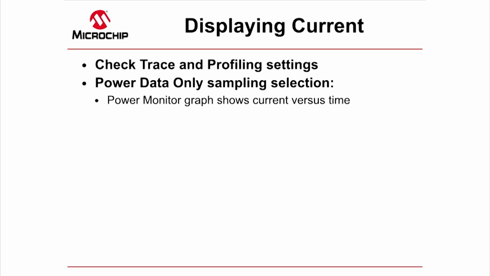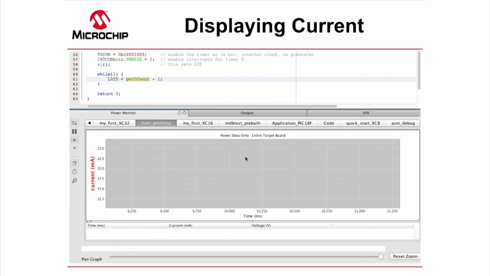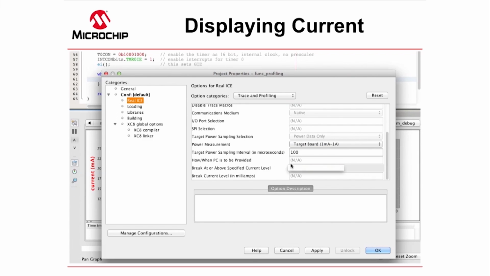All the breakpoints have now been removed from the code. Instead, let's have the code break if the current exceeds a threshold value. Again, open the Trace and Profiling dialog. Note that you can get to this dialog quickly using the uppermost shortcut button on the left of this window. Enable the Break at or above specified current level checkbox and enter the current threshold in the field below, in this case 20 mA.